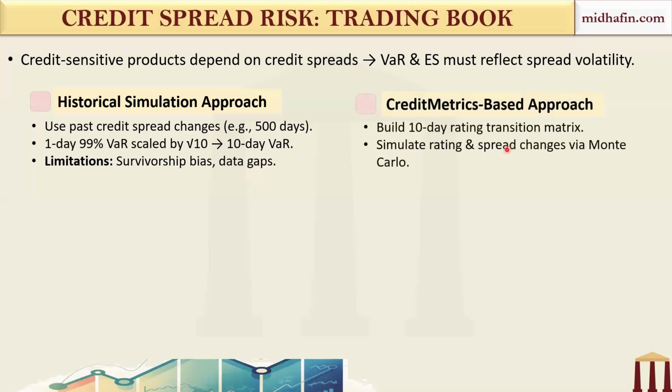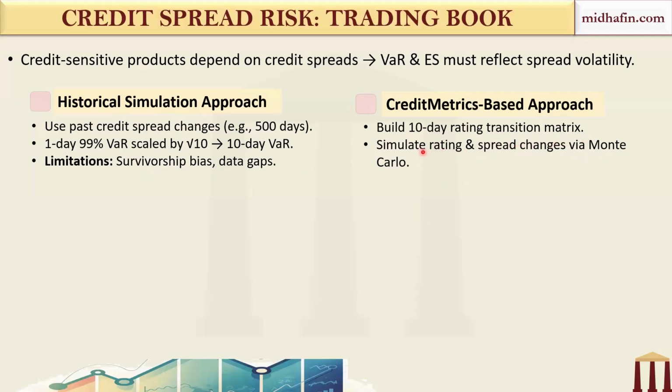Then you have the CreditMetrics based approach. To overcome these limitations, we can extend this CreditMetrics framework to estimate VaR directly. Again, you directly start with a 10-day rating transition matrix. You know how to build it, right? For a shorter duration matrix, we take fractional roots, right?